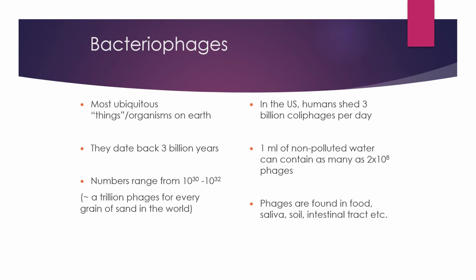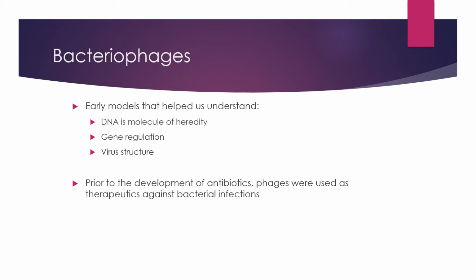It's huge. In the United States, humans shed about 3 billion coliphages per day. So these are bacteriophages that infect the E. coli in our intestines. 3 billion of them in our bodies, shedding, coming out every day. In about 1 milliliter of unpolluted water, there can be something like 2 times 10 to the 8th phages. Again, another really large number. Phages are found in the air, they're in the food, in our saliva, in the soil, they're in our intestinal tract. They're basically everywhere. So bacteriophages have been really useful to us in science.